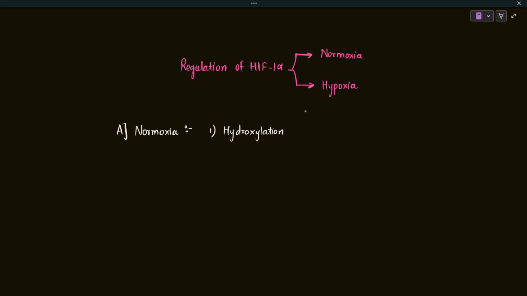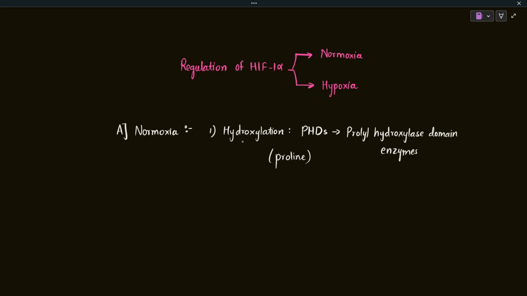The hydroxylation of HIF-1 alpha is done by the enzymes known as prolyl hydroxylase domain containing enzymes, PHDs. These enzymes use oxygen to hydroxylate the proline residues that are present on the HIF-1 alpha.